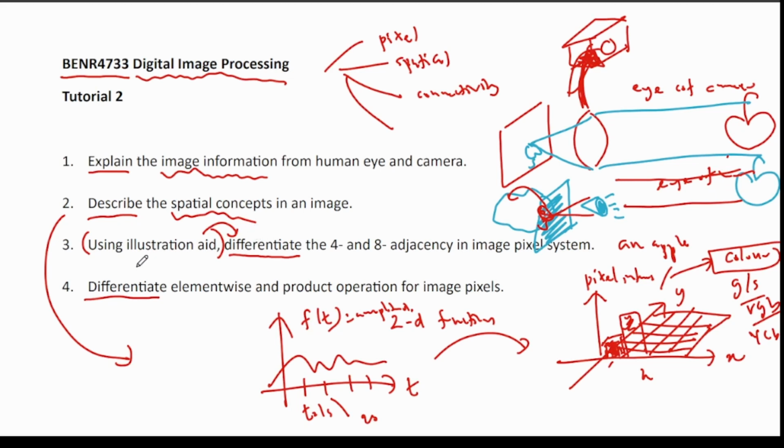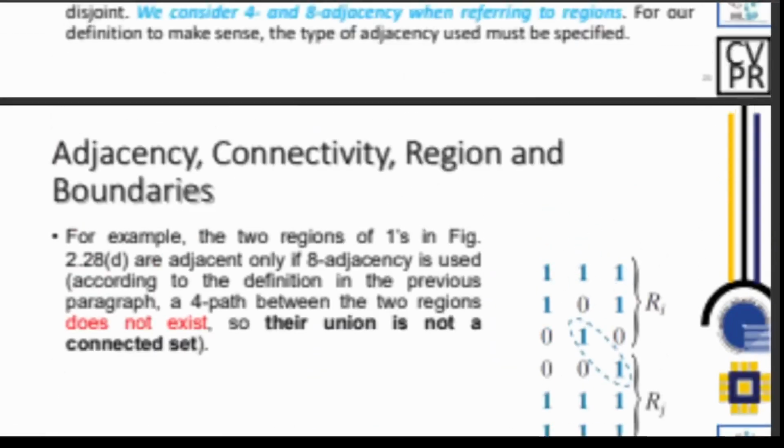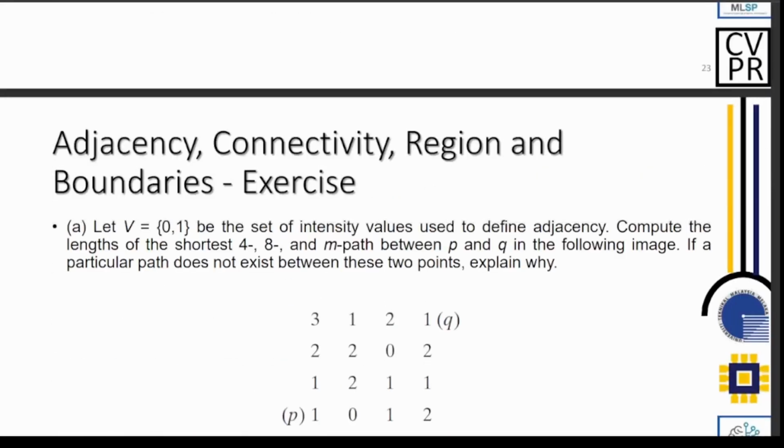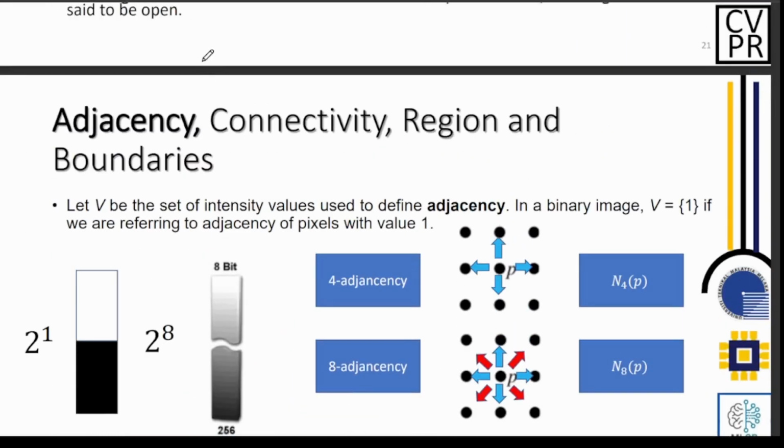The third one is, using the illustration, differentiate the 4 and 8 adjacency in an image pixel system. The 4 and 8 adjacency is basically regarding, hold on, I'll show you. Okay, this one. Adjacency is basically describing one particular pixel. Imagine this is the one that we are focusing on.